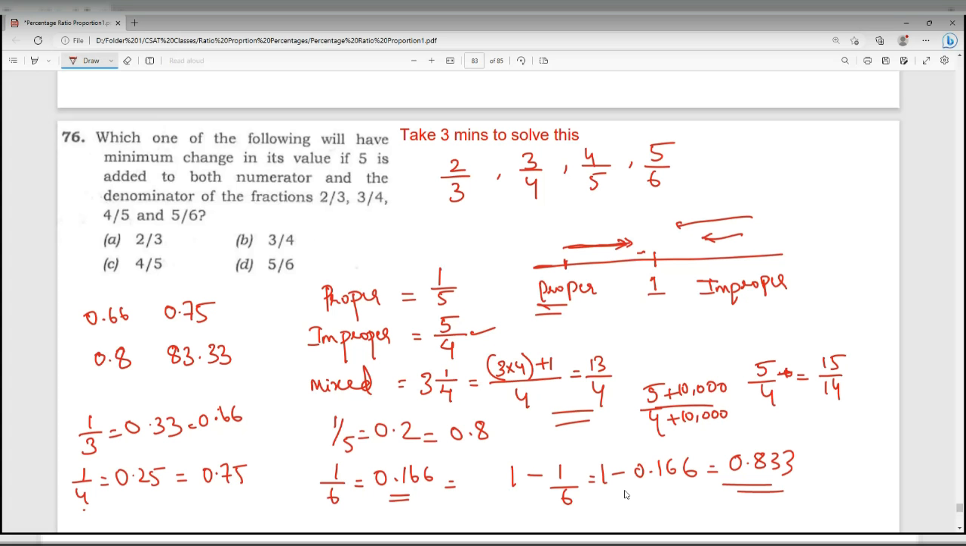So these are the 4 numbers: this is A, this is B, this is C, and this is D. So which is closest to 1? Because if you add any number to the numerator and denominator, this will move towards 1. So which is the closest to 1? That is option D. This is 0.833. This number is closest to 1. So this number will have the least change when you add 5 to the numerator and 5 to the denominator.